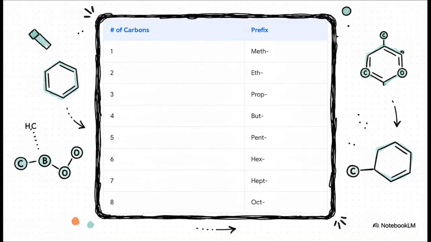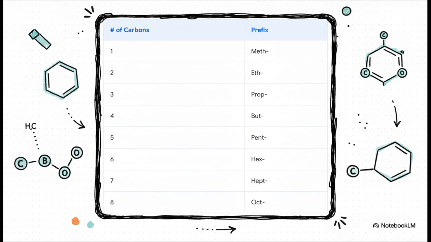Okay, so the foundation of any organic compound's name is its main carbon chain. You can think of this as the molecule's last name. The IUPAC system uses these specific prefixes to tell you exactly how many carbons are in that main chain. 1 carbon is meth, 2 is eth, 3 is prop, all the way up to 8, which is oct, and it keeps on going.